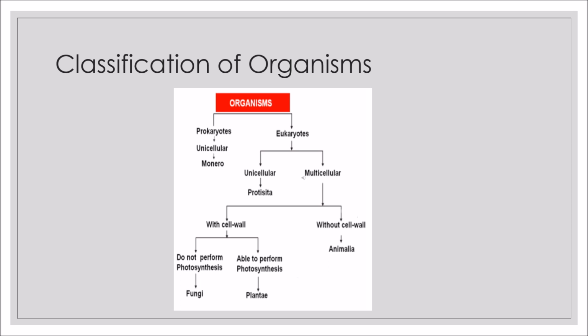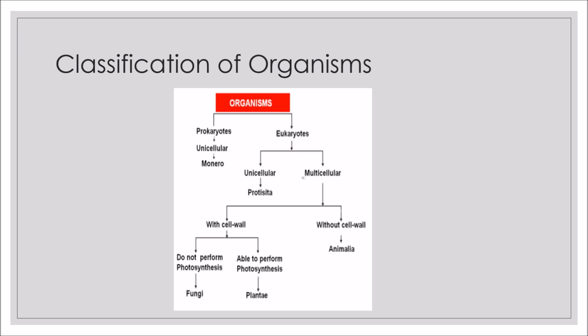And on the other side, eukaryotes means all the organelles are well developed. That is, they have a cell wall, they have a nucleus, they have a nuclear membrane, and nucleolus is present, genetic material is present. All the organelles are very well developed. These eukaryotes are divided into two types: unicellular and multicellular. Under unicellular, eukaryotic unicellular organisms are put under Protista.